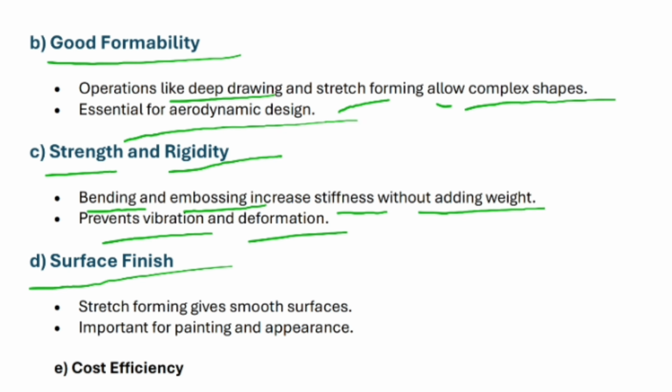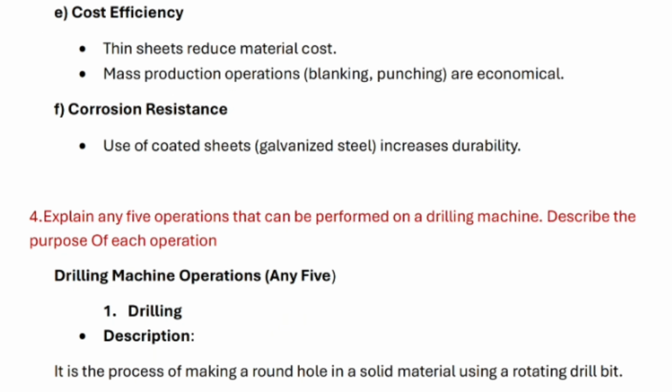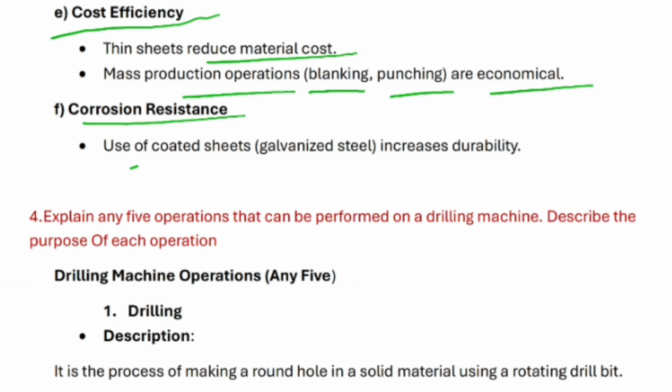Next will be surface finish. In surface finish, stretch forming gives smooth surfaces, important for painting and appearance. Next will be cost efficiency. In cost, the thin sheets reduce the metal cost, and mass production operations like blanking and punching are economical. And corrosion resistance, used for coated sheets like galvanized sheets.